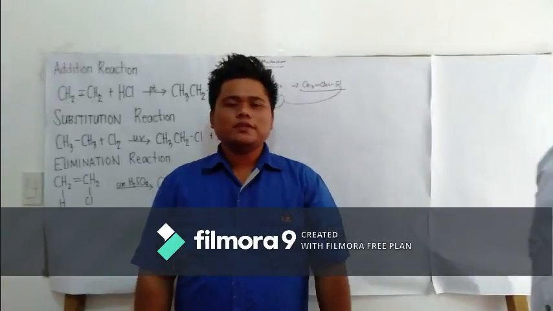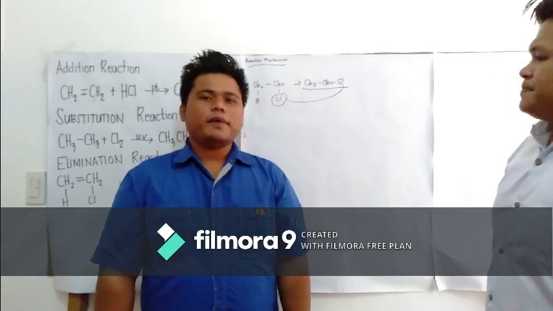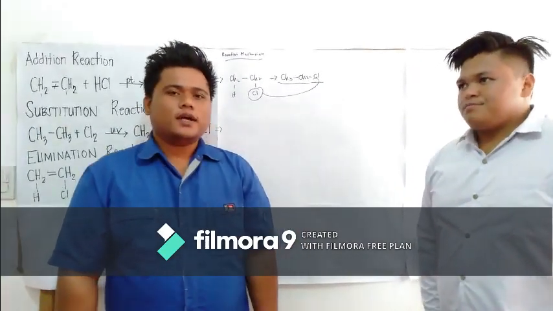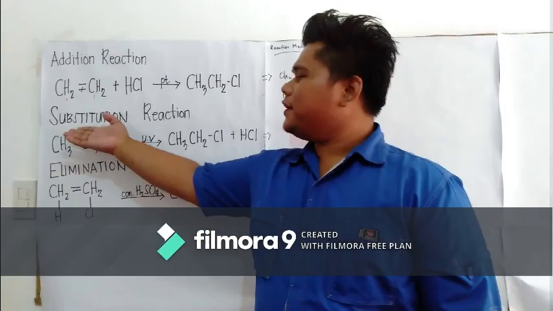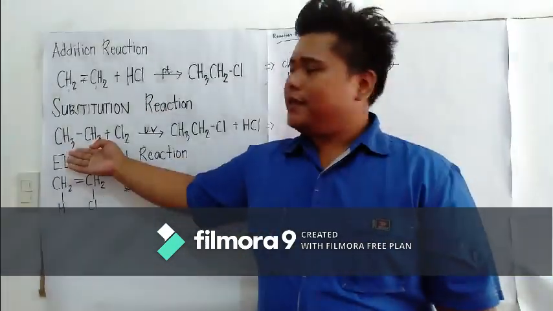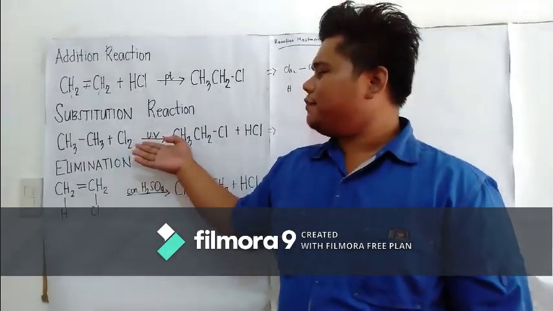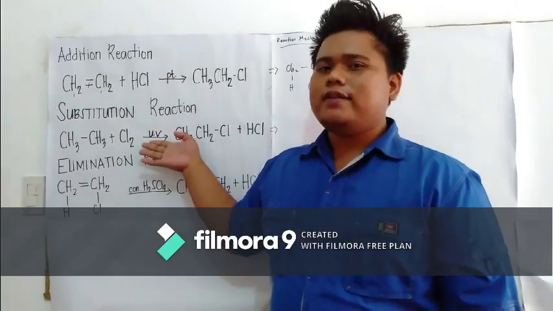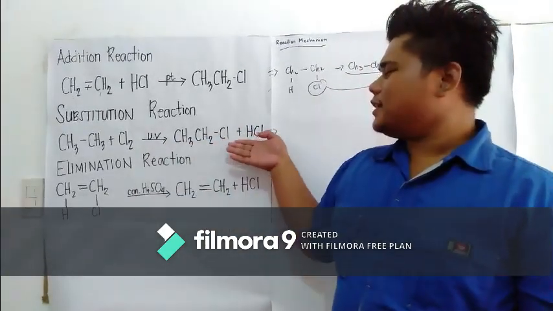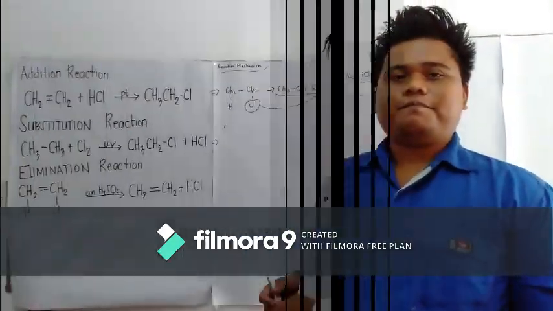For substitution, partner, what is substitution reaction? In a substitution reaction, one atom or group of atoms is substituted by another atom or group of atoms to form a new substance. We have here a substitution reaction example. We have ethane added to chlorine, with ultraviolet rays as the condition. The product is ethyl chloride plus hydrogen chloride.